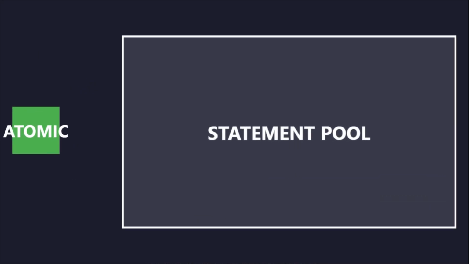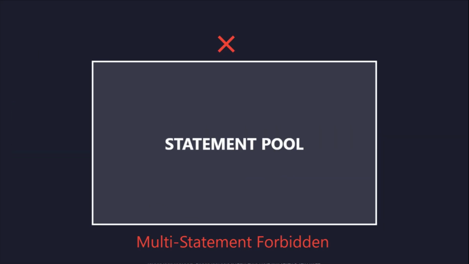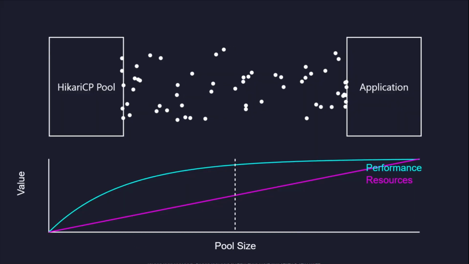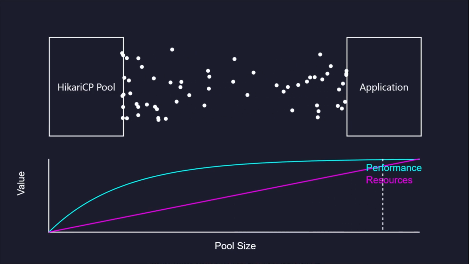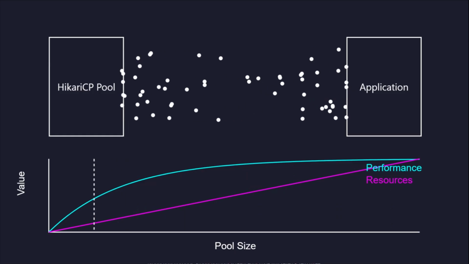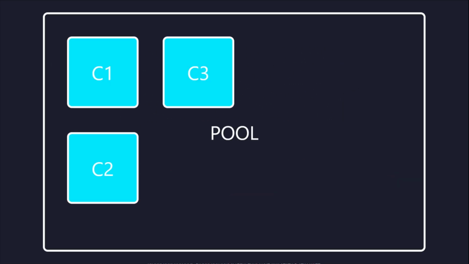Statement pooling is the most aggressive mode, but forbids multi-statement transactions. Use this only for simple, atomic updates and read-heavy workloads. Configure your application-side pool using libraries like HikariCP. Set the maximum pool size to a value that balances performance and resource consumption.